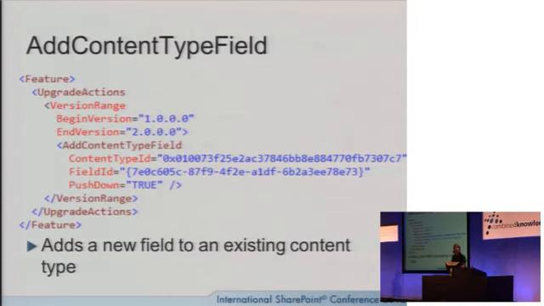We can also add content type fields, and we can only do that declaratively, or we should only do that declaratively. What we specify if we want to do that is the content type ID, so the content type that we want to add the field to. We will specify the field ID, and we will specify whether we want to push this change down to lists that are already using this content type.